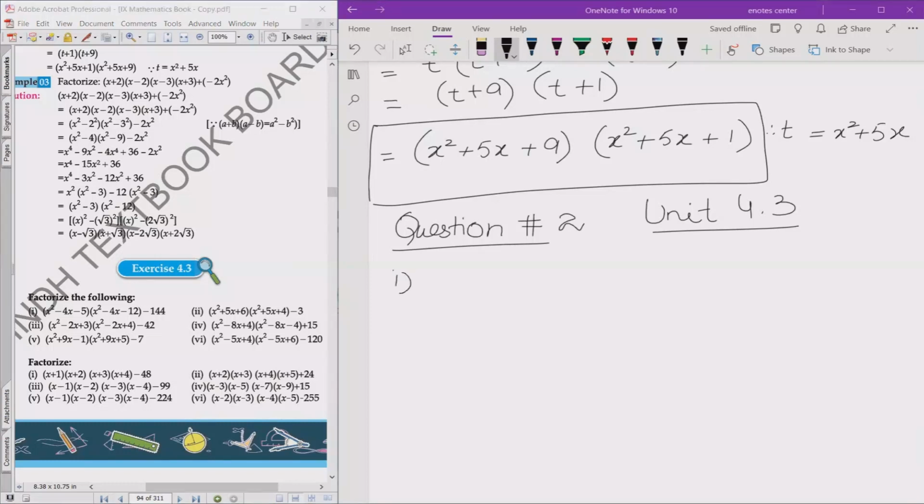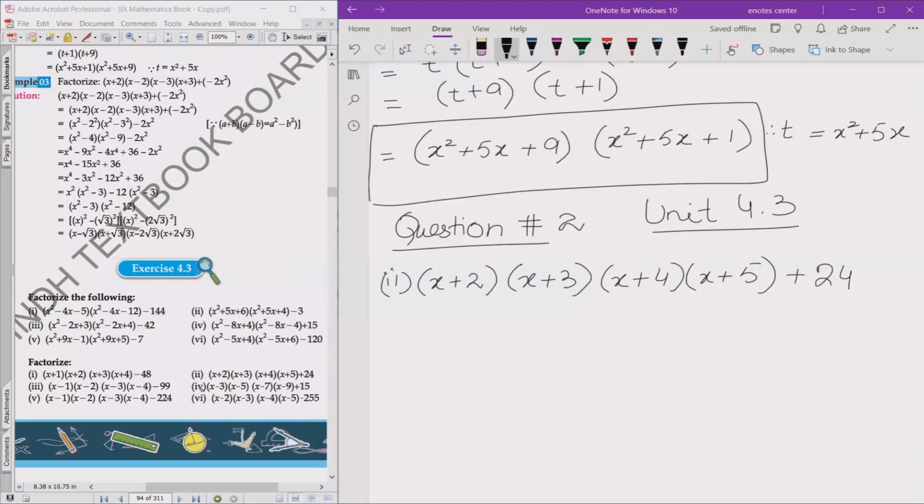So first we will see part 2. Part 2 is (x plus 2)(x plus 3) and here we have (x plus 4)(x plus 5), and plus 24 is common.